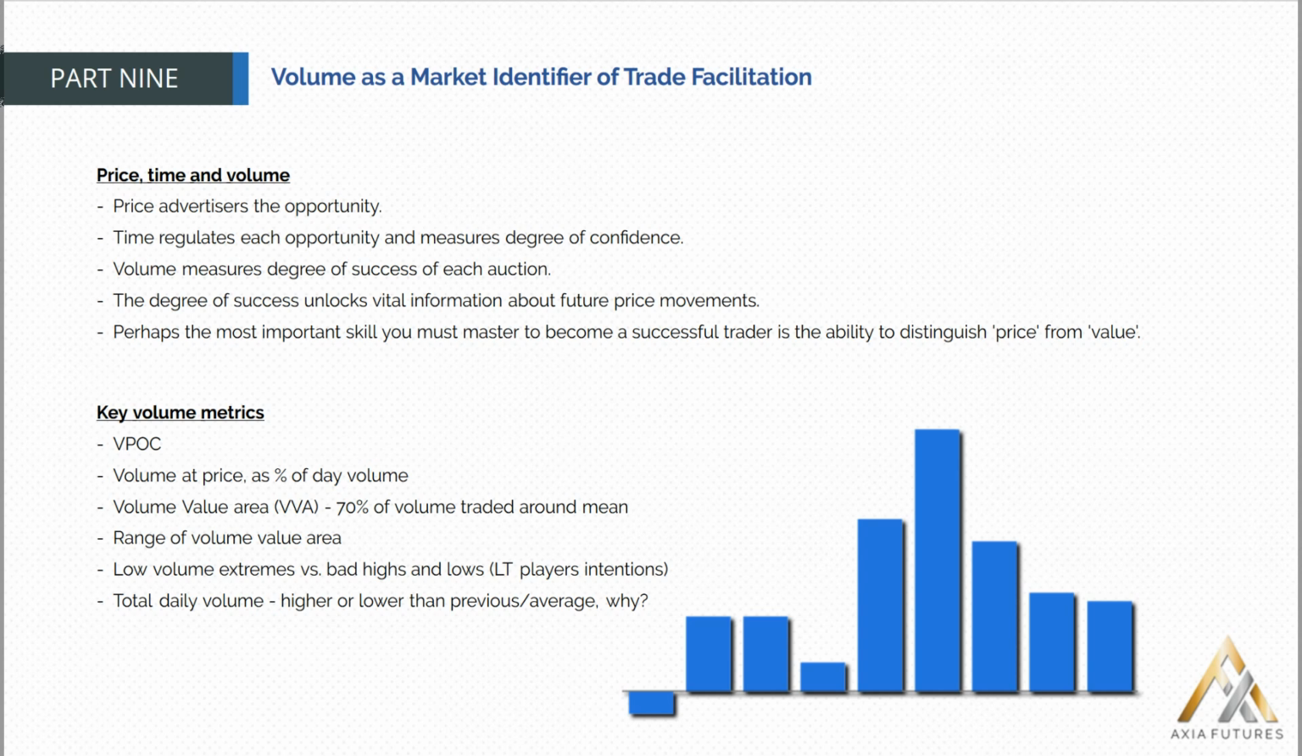I'm sure by now you know that definition very well, as we have discussed it throughout Modules 1, 2 and 3. But the basic premise remains the same. Every single volume profile consists of volume, price and time, and that's why it's paramount we keep repeating this. More important is that the degree of success unlocks vital information about future price movements. In other words, volume measures the degree of success, and it's important we assess this degree of success, as that will tell us potentially what could happen in the future.